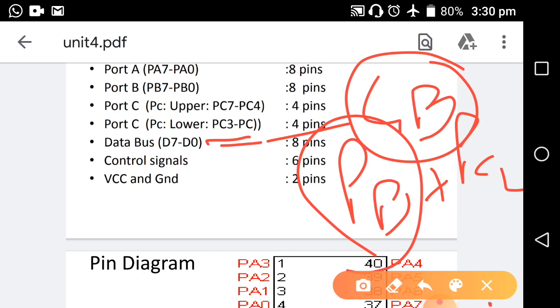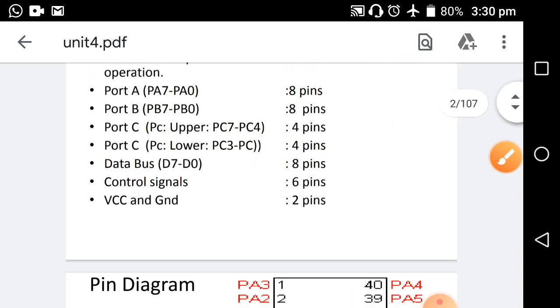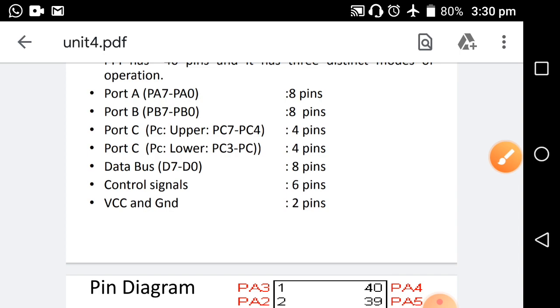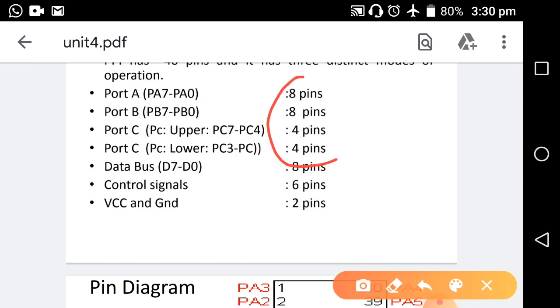Okay, so it is a 40 pin IC. The 40 pin IC is divided in the following manner: the 8 pins of port A, 8 pins of port B, and the 4 and 4 pins of port C, which are divided into two parts, PC lower and PC upper. So there are 24 pins for the ports.